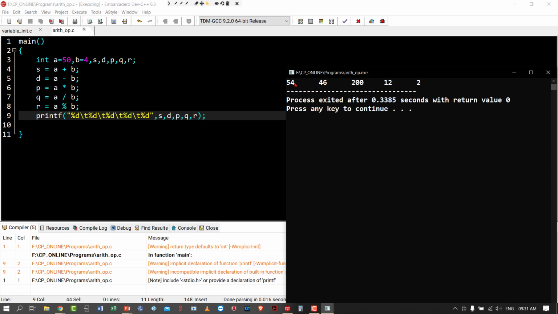50 plus 4 is 54. 50 minus 4 is 46. 50 into 4 is 200. 50 by 4, the quotient is 12 because 4 twelves are 48. The remainder will be 2. So I hope you understood the concept. Any doubt in this program? If it is clear, please type clear in the chat box. Okay, thank you.